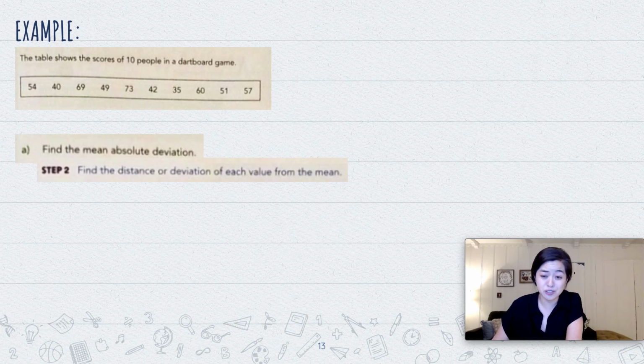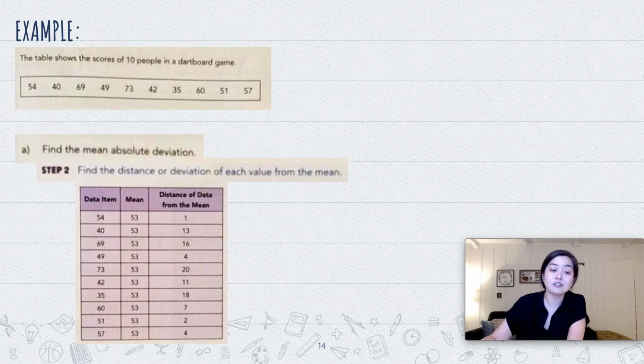We're going to use a chart to keep us organized. Notice I have 3 columns in my chart. First, I have my data item, and you don't have to list it from lowest to highest. You can just list it as you see it, in the order they gave us in the data set. The second column is the mean, which we figured out before was 53. So it's 53 for all of these rows.